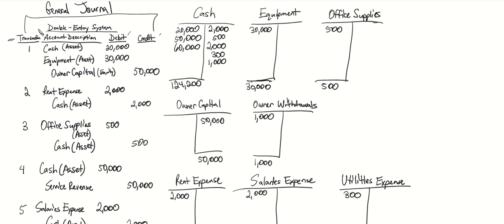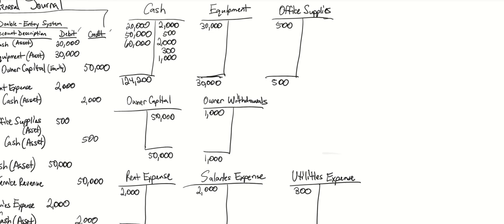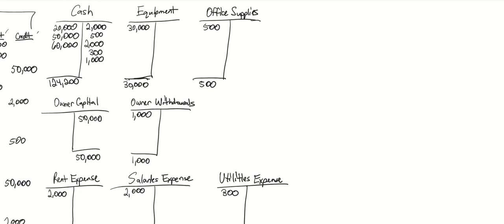So as you can see here, cash, equipment, office supplies, owner capital, owner withdrawals. These are separate accounts, so they are all isolated from each other. Once we summarize the transactions for each account, we came up with the ending balance based on what occurred from all of these transactions, all 8 transactions.